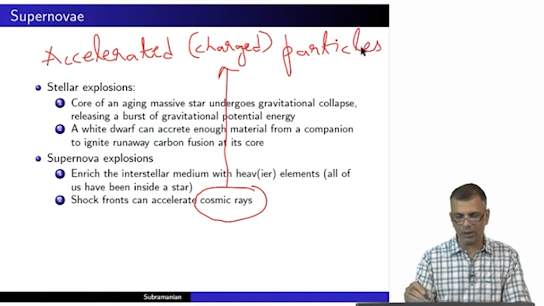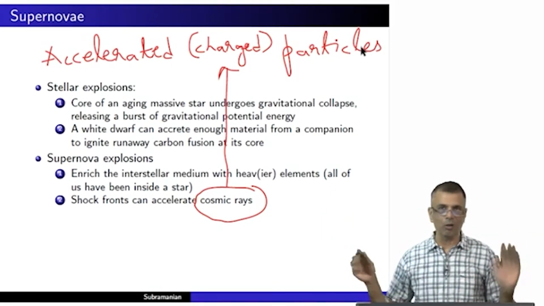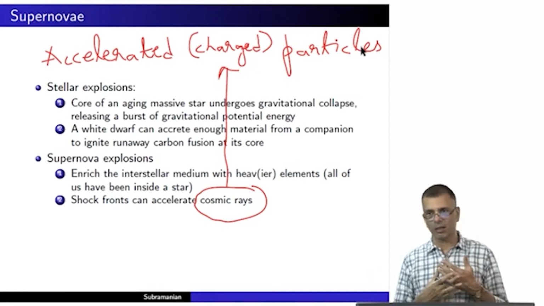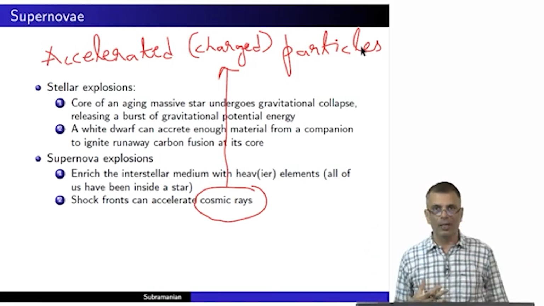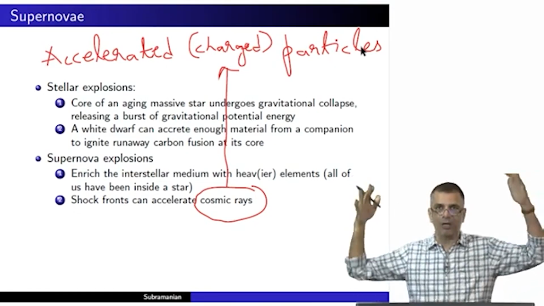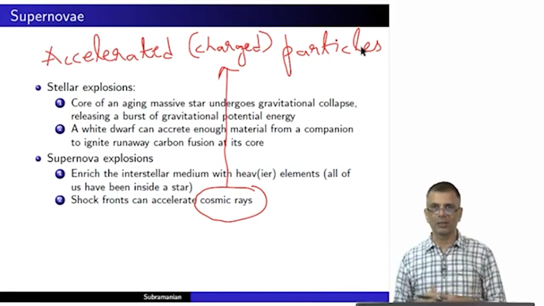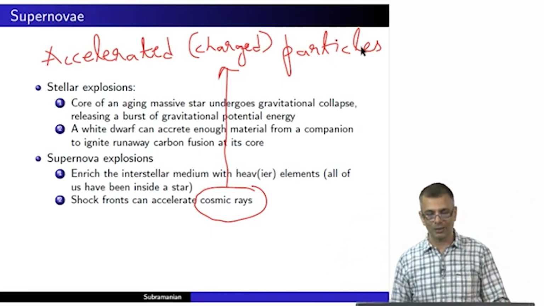And it turns out that these accelerated charged particles permeate us all over. Cosmic rays are ubiquitous. They are everywhere. As we speak, we are bathed in a shower. The Earth is bathed in a shower of cosmic rays, and cosmic ray detectors on the Earth detect them all the time. There's a constant rain of cosmic rays on us.